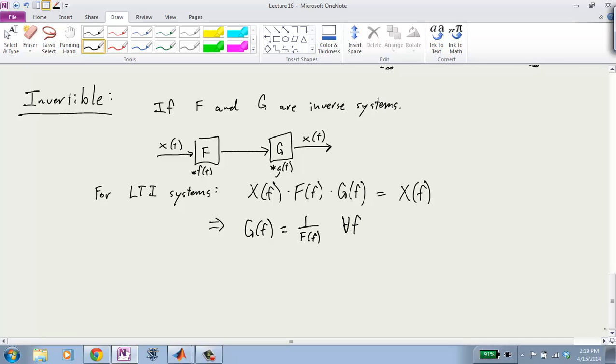Well, can you tell me first what would make, so I'm saying that not all LTI systems have an inverse. How could they not? I just showed you how to calculate the inverse. Yes? Yes. So if this Fourier transform is 0 for some f, then there's no inverse, right?